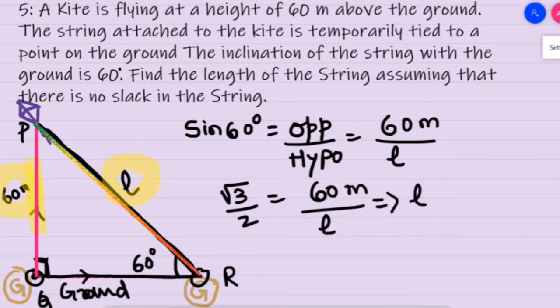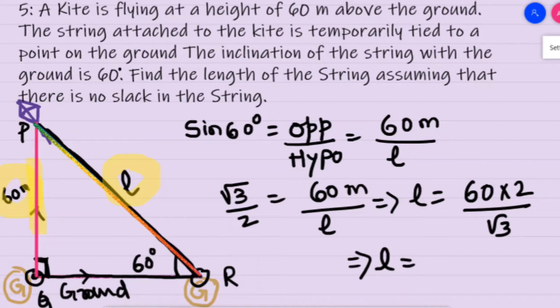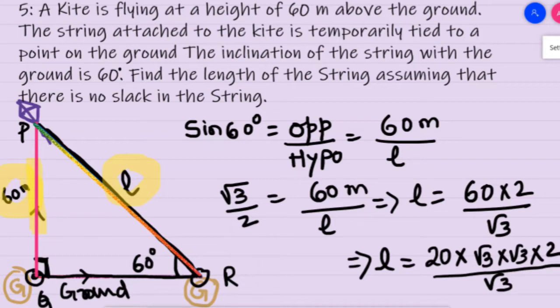Now let us see what is L. L will be equal to 60 into 2 by root 3. Now children, how will you cancel root 3 from here? L can be written as 60, and 20 threes are 60, so 20 into 3, and that 3 can be written as root 3 into root 3, into 2 divided by root 3. Now you can cancel the root 3 in the numerator and root 3 in the denominator. Now how much is left?